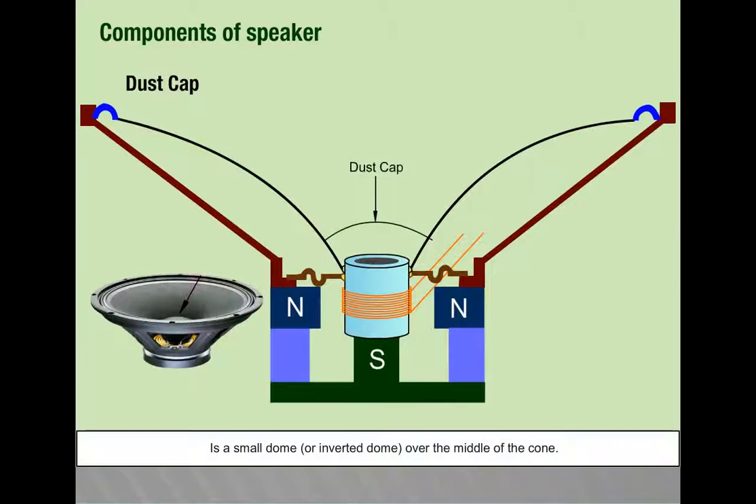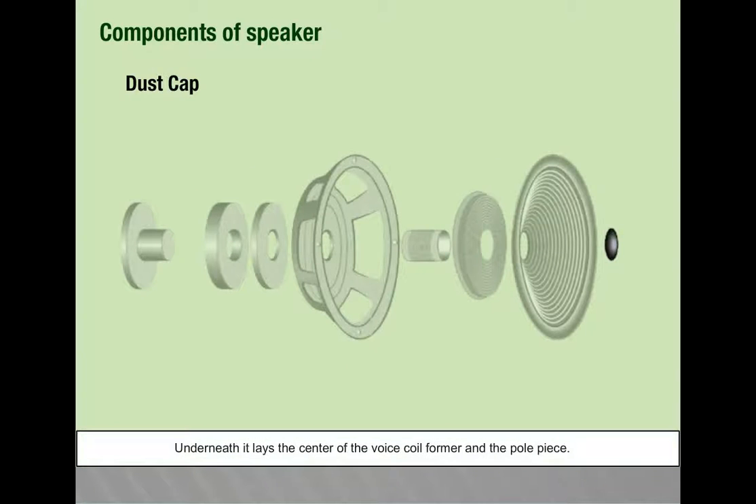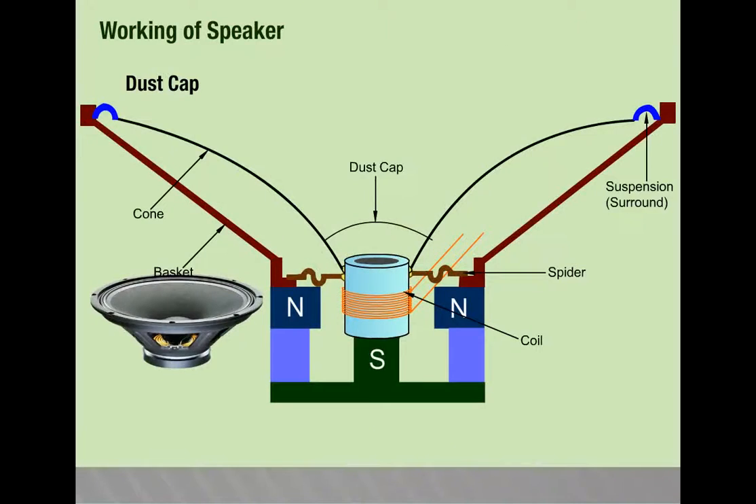Dust cap is a small dome or inverted dome over the middle of the cone. Underneath it lies the center of the voice coil former and the pole piece. The dust cap keeps harmful things from entering the speaker's internals and damaging them.